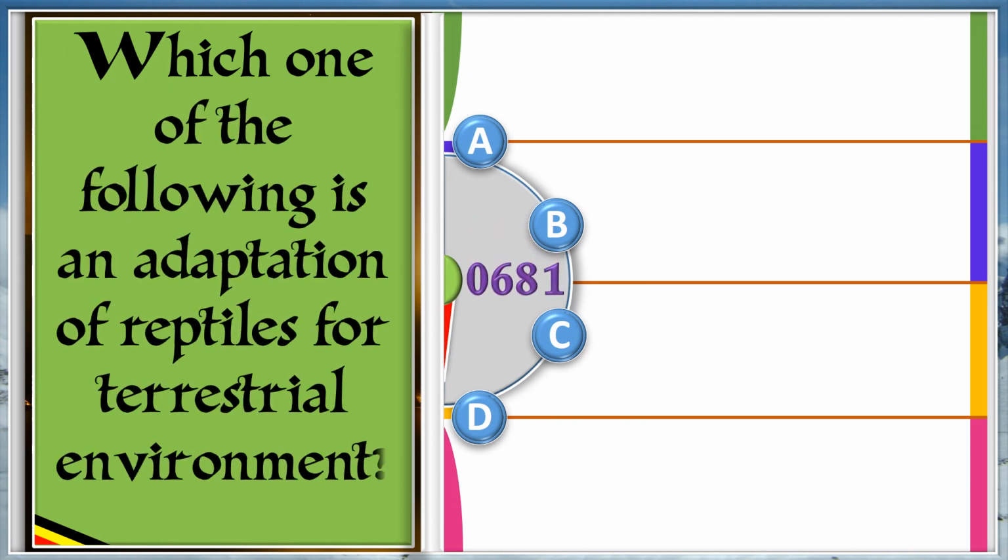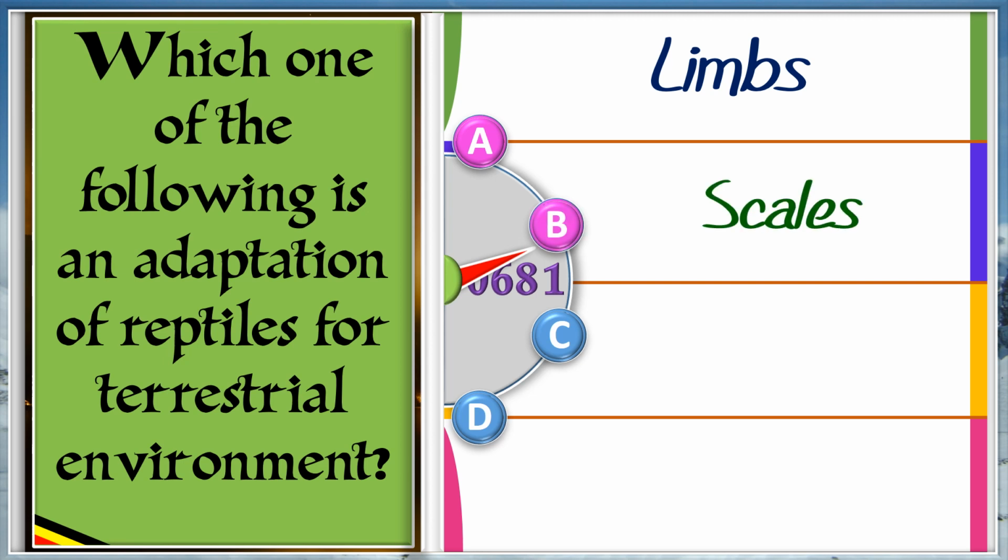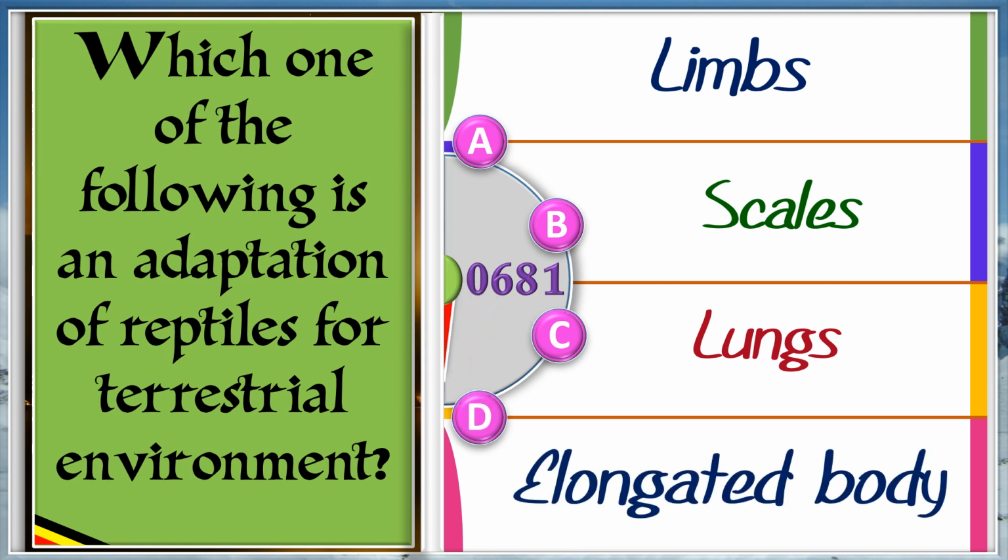Which one of the following is an adaptation of reptiles for terrestrial environment? A. Limbs. B. Scales. C. Lungs. D. Elongated body. And the answer is C. Lungs.